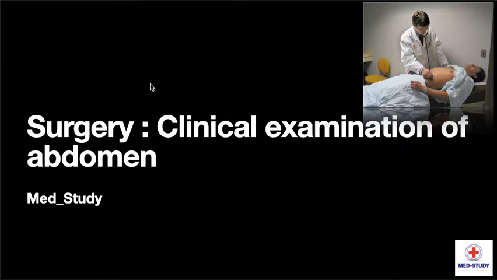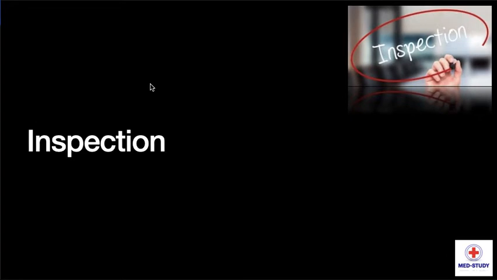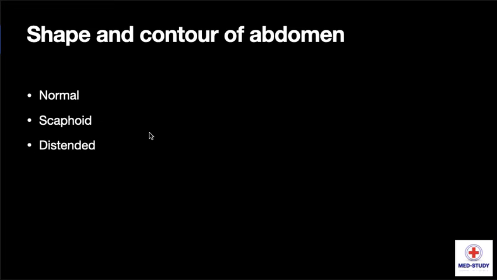Today in this video we are going to see about clinical examination of abdomen in surgery. So let's get started. First, coming to inspection. Here we have to look for shape and contour of abdomen, whether it is normal, scaphoid or distended.